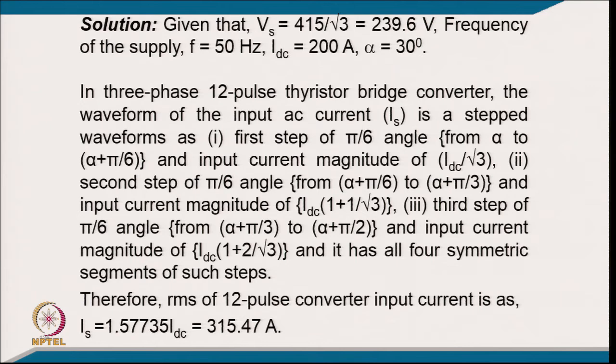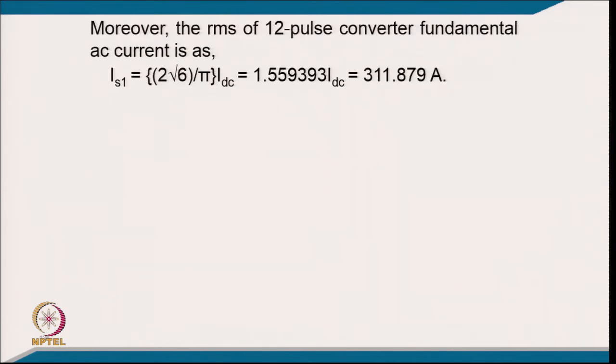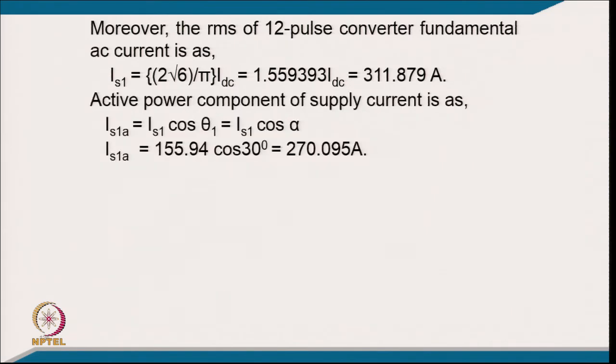So, therefore, the RMS current of the 12 pulse thyristor converter will be 1.55735 IDC, that is 315.47 ampere. Moreover, the RMS of the 12 pulse converter fundamental current will be equal to 2 root 6 by pi into IDC, that is 1.559 into IDC, that comes to 311.879 ampere, and the active power component of supply current will be IS1 cos theta 1, that is IS1 cos alpha.